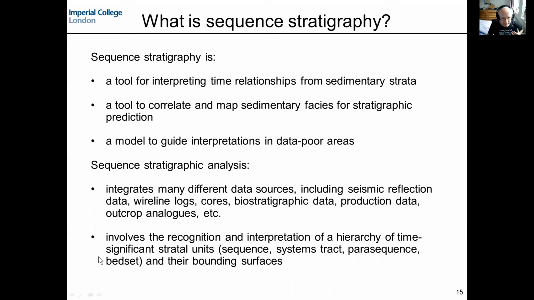It also forces us to think about time and how we relate time to a rock succession. Typically we do that by interpreting a hierarchy of different stratigraphic units: the big scale sequence, and then within there, systems tracts, parasequences, and smaller scale features. And we also think about the surfaces that bound those different stratigraphic units.